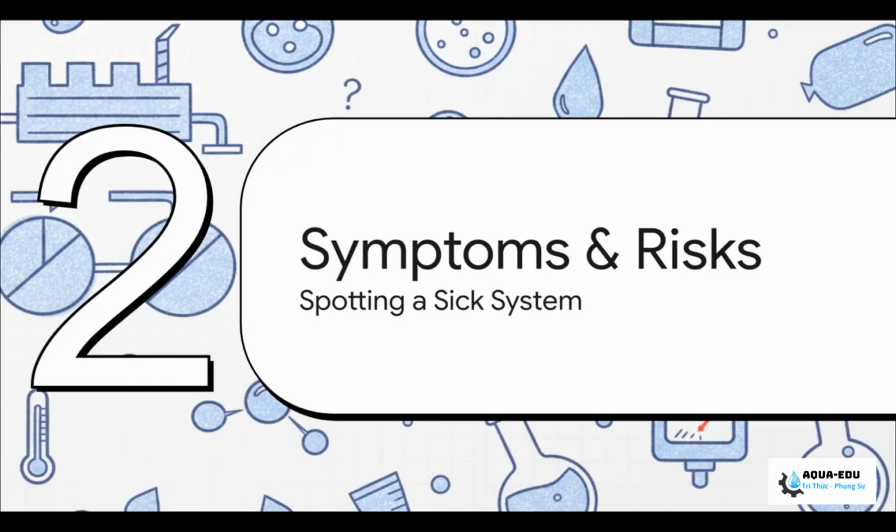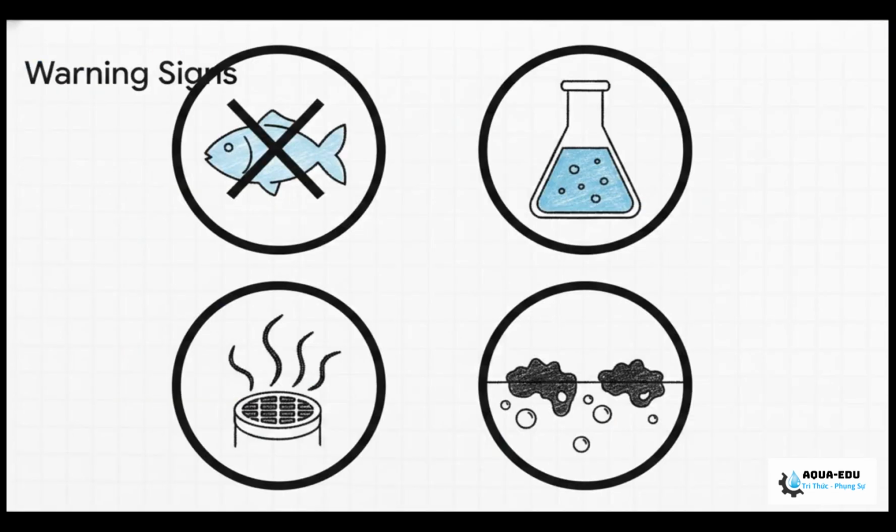Moving on to Section 2, Symptoms and Risks. Spotting a sick system. You know what's really interesting here? It's how your plant visually tells you it's failing long before those environmental fines even hit. You don't always need a lab result to know something's wrong. Your basins will physically show you a sick system. You've got to pay close attention to these warning signs.